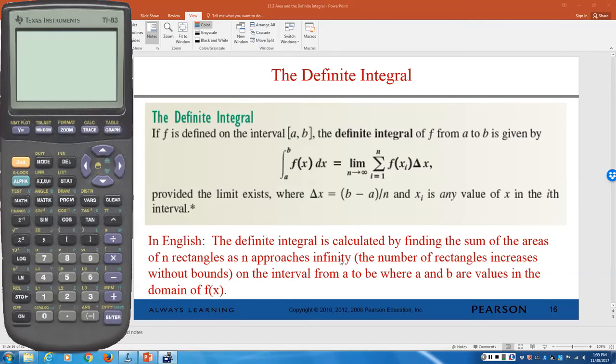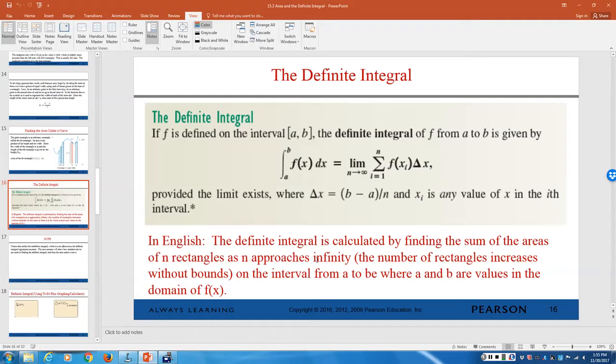And I said in English, basically the way you calculate it is by finding the sum of the areas of a bunch of rectangles, as n approaches infinity, which gets back to the ideas from chapter 11 about approaching infinity. Let your rectangles now approach your increments. A rectangle is an increment now. And as the number of rectangles increases without bound on an interval from A to B, the tops of those rectangles more and more mimic the actual value of that rate of change function.